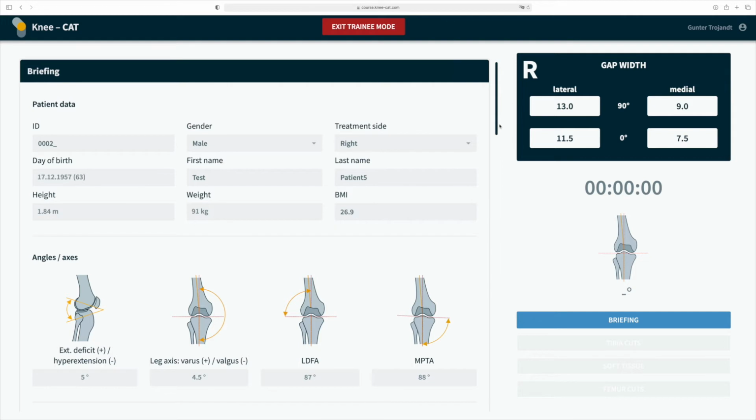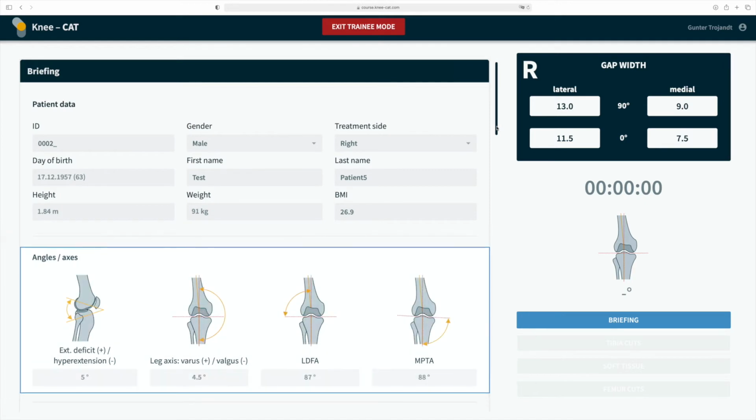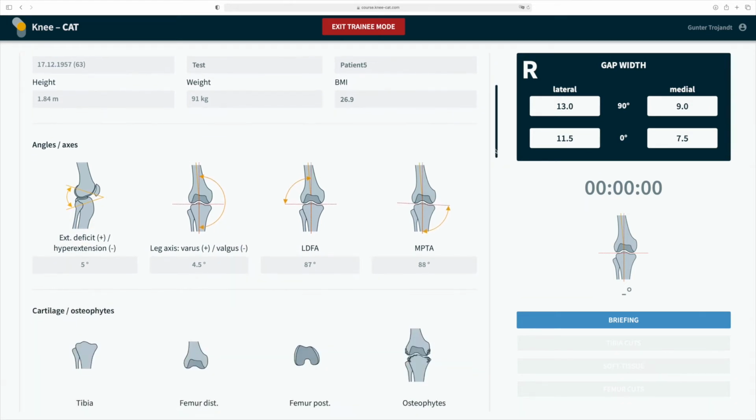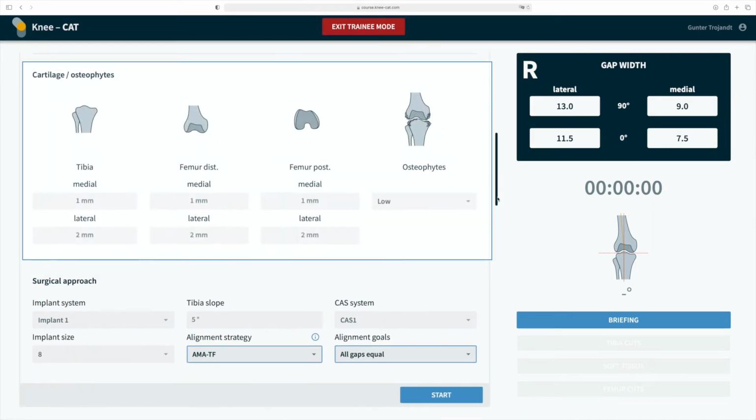Each exercise starts with a short briefing on patient data. In the next section, you find all relevant information about the knee. Besides the information on FFD and HKA, we have also integrated the anatomical angles, MPTA and LDFA, as they are important for some modern alignment strategies. The cartilage values for all joint areas are additionally displayed.